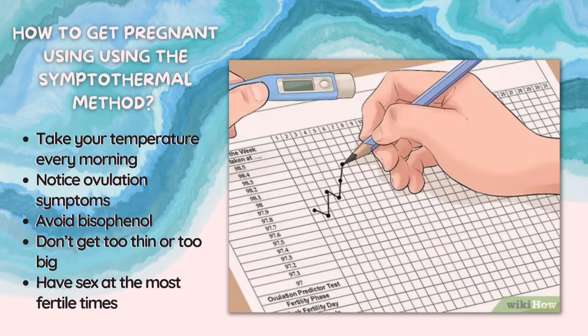Don't get too thin or too big. Kapag masyado kang payat, gina-prevent mo ang conception. Kailangan may 20% body fats ang katawan niya para mabuntis. Ang BMI dapat nasa 20 to 24 range. Kapag ang babae ay obese, nahihirapan siyang mabuntis kasi ang body fats niya nag-produce ng hormone na nakakaapekto sa menstrual cycle at ovulation.